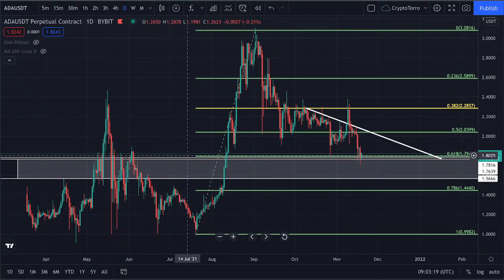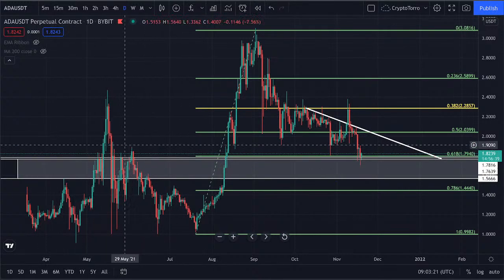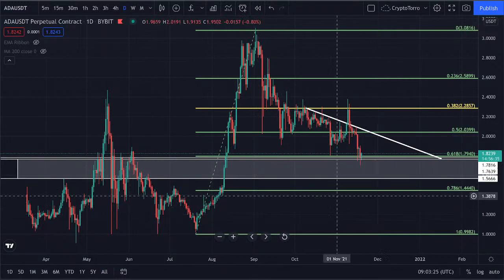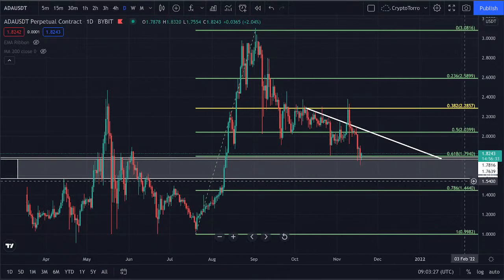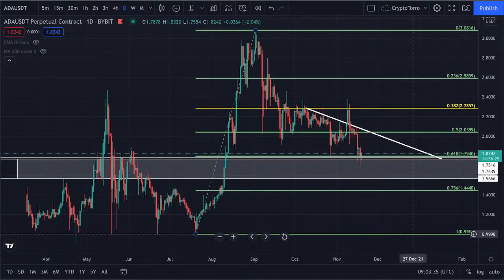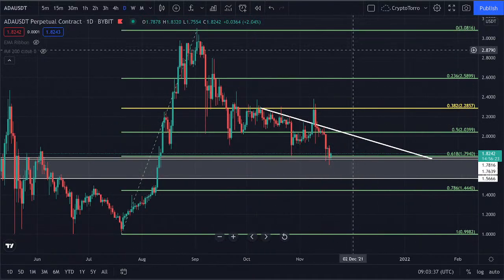We would like to stay on top of these previous rejections, and therefore I'm actually very concerned if we would break down below the $1.56, because once we did that previously, we did see major downward continuation heading towards the $1 range, something I think would be quite bad for the overall trend on Cardano.